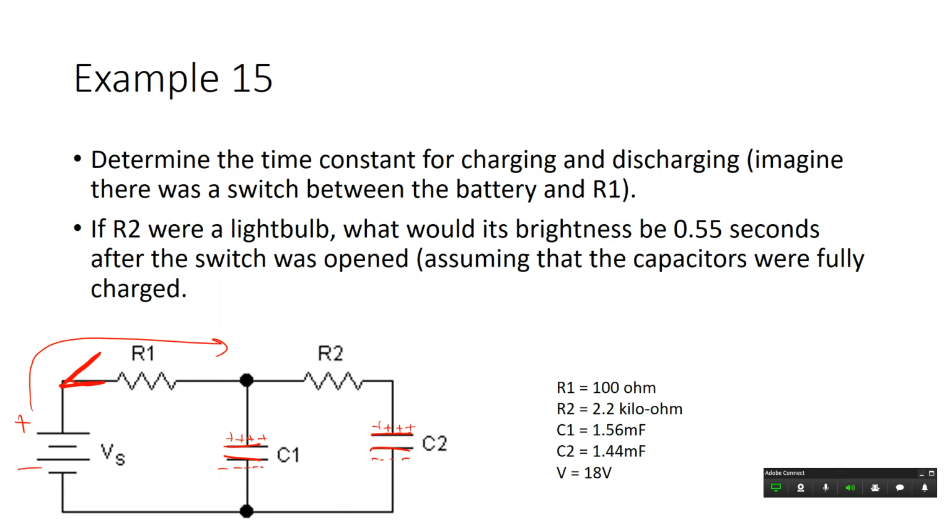What's going to be the voltage across each one? Are they in parallel? So are the voltages going to be the same? All right, so let's just say this is going to be VC1, and this is going to be VC2, and that VC1 is equal to VC2. So how is it going to discharge?